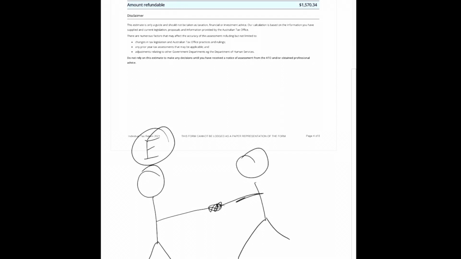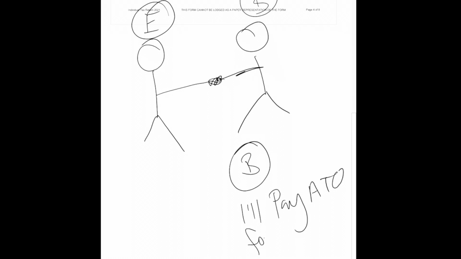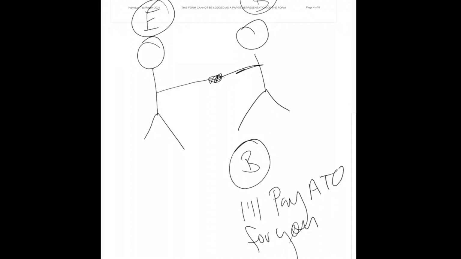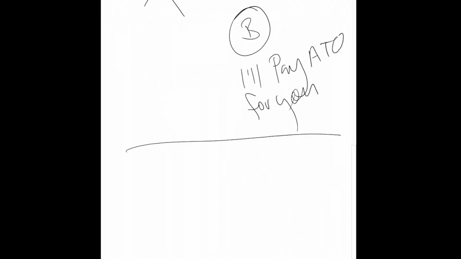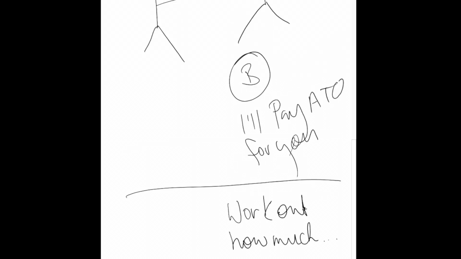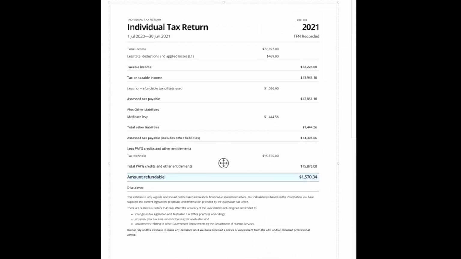As an employee, you have an agreement with your boss. You get a job, you have an agreement. Your boss says, I'll pay you blah, blah, blah, and I'll also take the tax out of your pay and pay it to the ATO on your behalf, trying to eliminate the fact that you will be getting a tax bill at the end of the year. So how has this worked out? Now, this is worked out on the income that you earn.